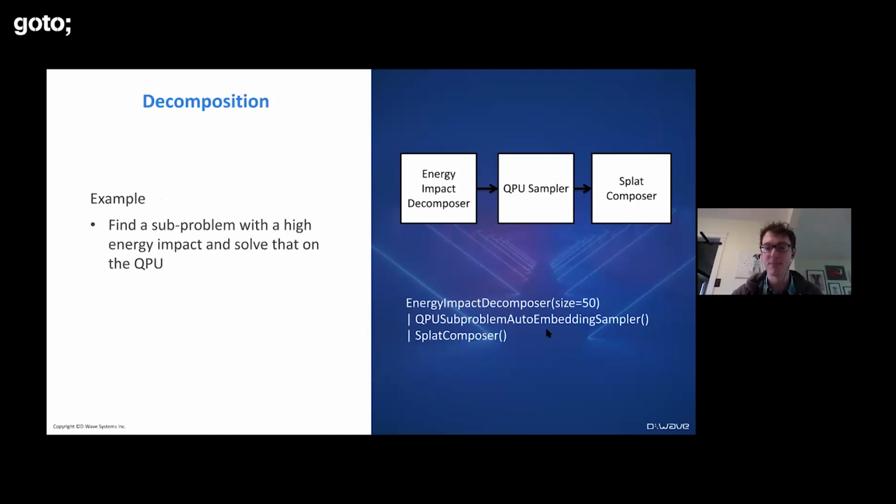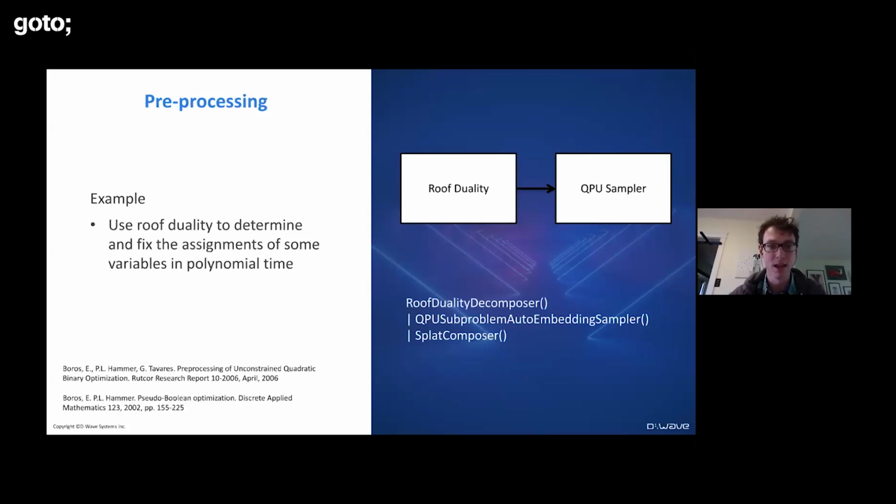So this block down here in the bottom right is actually D-Wave hybrid code that would create a sampler that does this task. We take our energy impact decomposer, which grabs variables that have a high impact on the overall problem. It submits that to our QPU, and then it reincorporates that solution using the splat composer back into the solution.